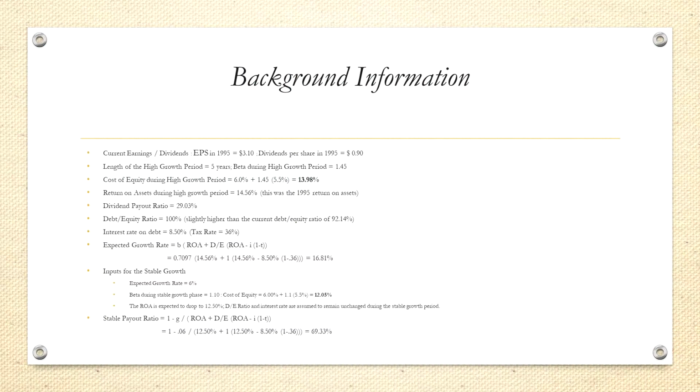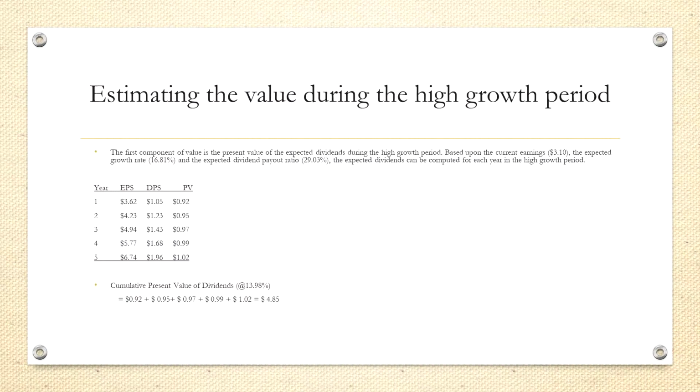ROA is expected to drop to 12.5%, and the stable payout ratio can be estimated at 69.33%. So here, you need to be very careful regarding this payout ratio and expected growth rate. Make sure that the growth rate estimation is consistent with the company's payout policy as well as return on equity. And here's the table that you need to develop to do a typical two-stage model.